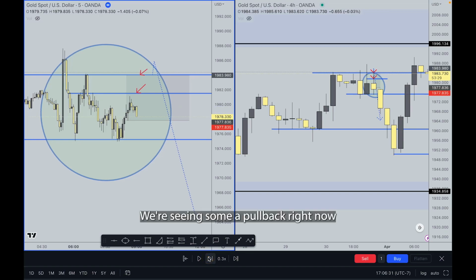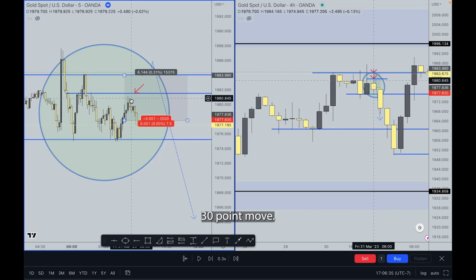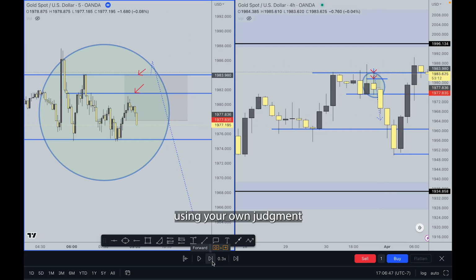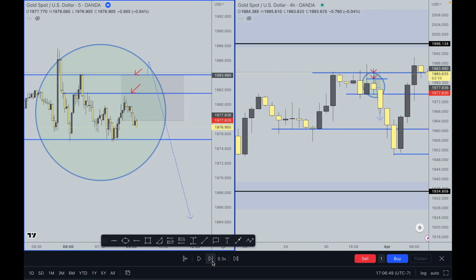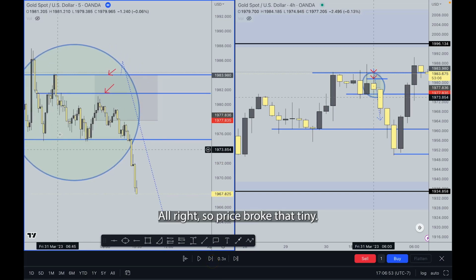We're seeing a pullback right now, and all right, break even would have been if you did not close at that 30 pip move. Now, what I recommend is either taking partials or just closing all together because you understand it is a counter trend trade. 30 pips is a lot to make in 10 minutes, and it comes down to using your own judgment at the end of the day. But let's see what happens next. All right, so price broke that time.